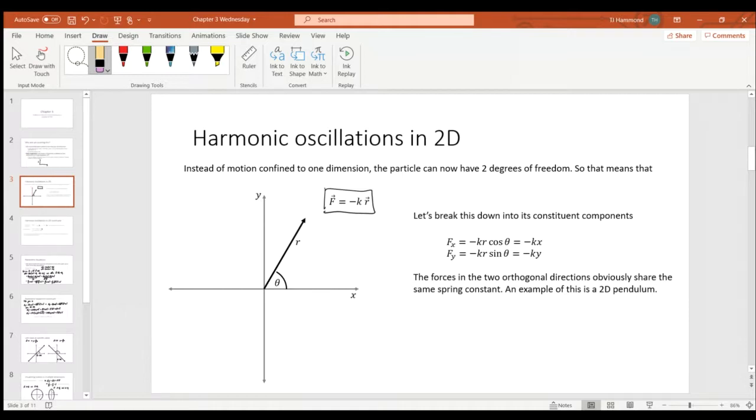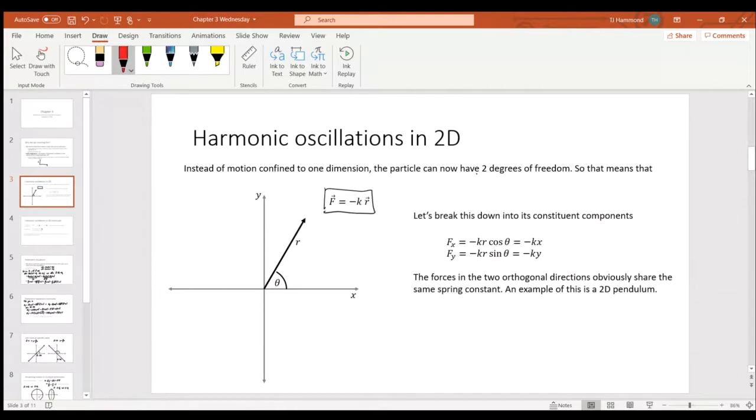Okay, so of course, using Newton's second law, we break this down into constituent components. So F_x is equal to negative k r cosine theta, and that's going to be negative k times the x amplitude. And F_y is equal to negative k r sine theta, or that's negative k times the y amplitude. In this case, of course, k is the same for the x direction as for the y direction. That's not going to be generally true, but for the simplest case, we'll assume that it's true. But there is an example when this is the case, and that's a pendulum.